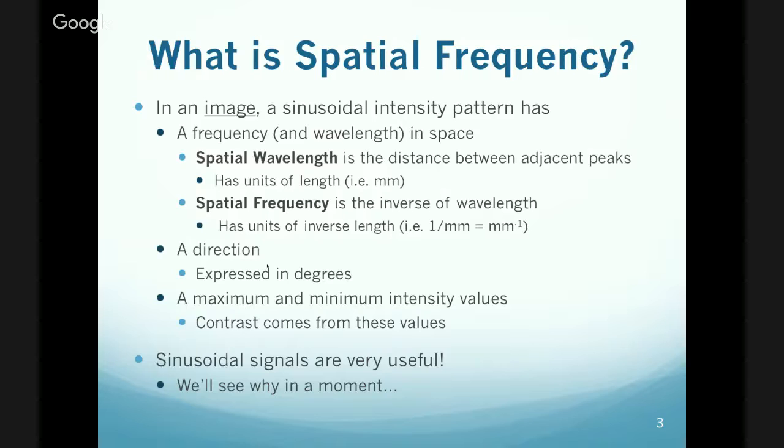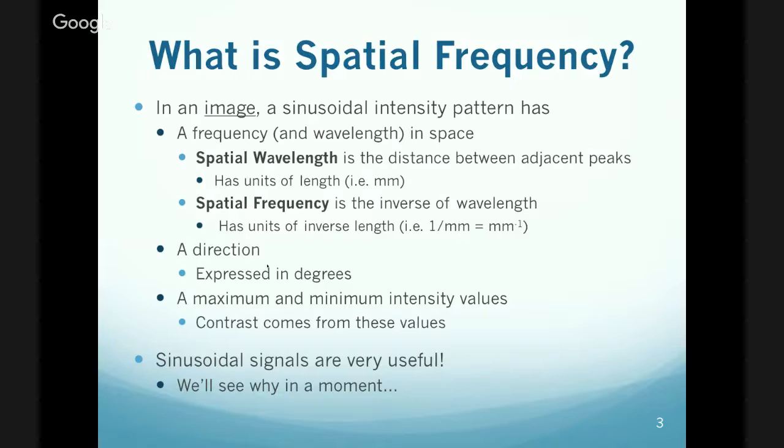In the image domain, we talk about spatial frequencies, and we talk about intensity patterns that have a frequency and a wavelength in space. The spatial wavelength is the distance between adjacent peaks, and I'll show you a picture in just a minute. It has units of length, for example millimeters, and it has a spatial frequency, which is always the inverse of the wavelength. It has units of inverse length, and we either say inverse millimeters or cycles per millimeter, which is usually the way we talk about spatial frequency. It also has a direction, so it's expressed in degrees, and again, I'll show you that in a minute.